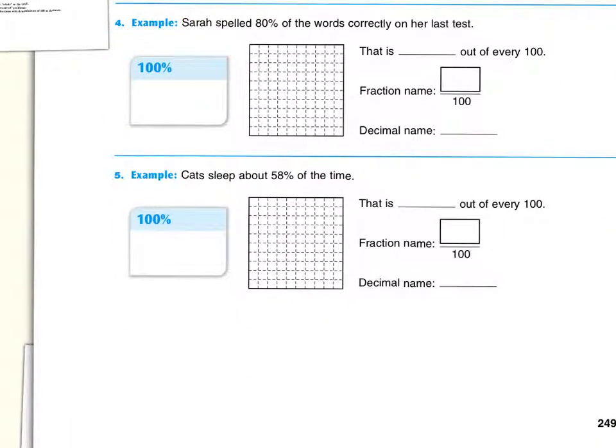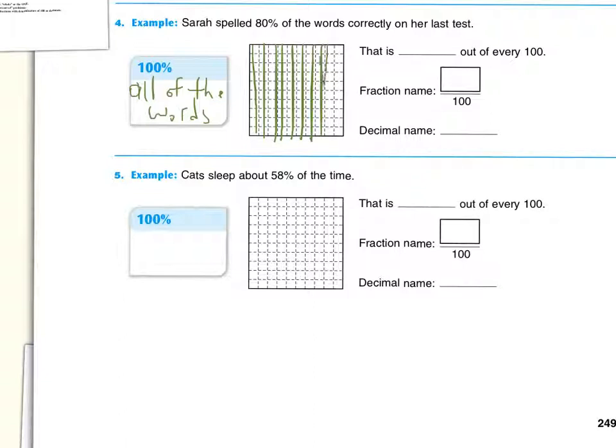Alright, so next one, hopefully you said Sarah spelled 80% of the words correctly on her test. Your 100%, meaning all of it, would be all of the words. Okay, you have spelling tests all the time. You get this. So, if she spelled 80% of them correctly, we know we're going to fill in 8 of these lines. 1, 2, 3, 4, 5, 6, 7, 8.